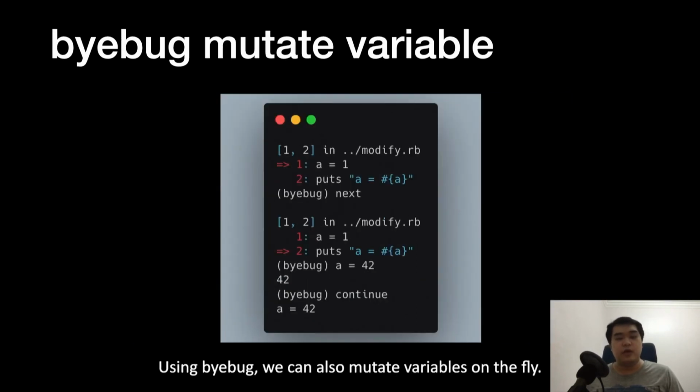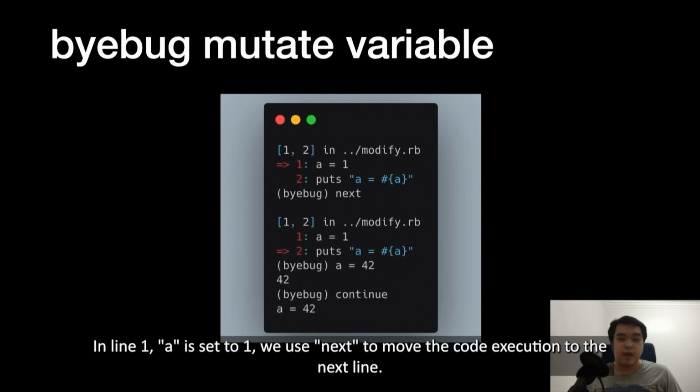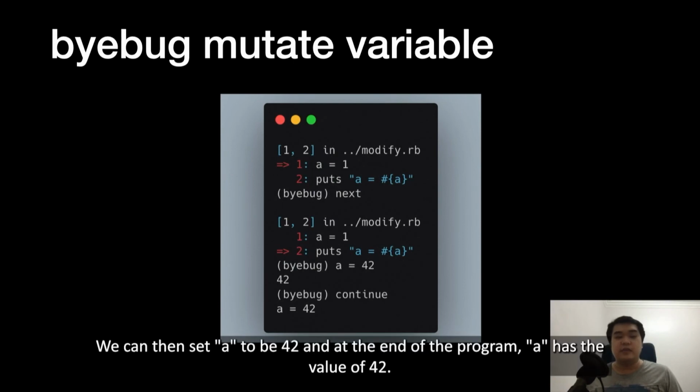Using byebug, we can also mutate variables on the fly. Here is another example program that prints the value of A. In line 1, A is set to 1, and we use next to move the code execution to the next line. We can then set A to be 42, and then at the end of the program, A has a value of 42.